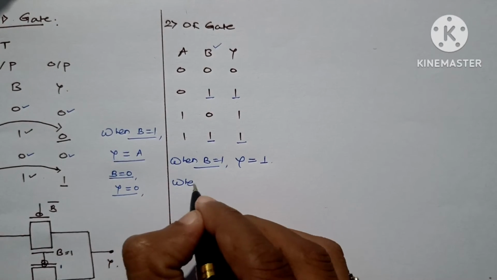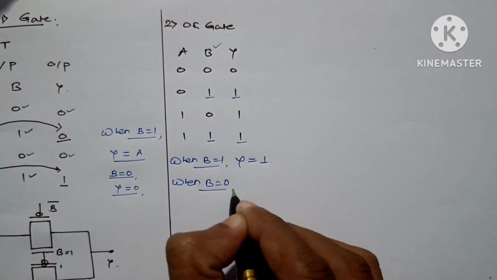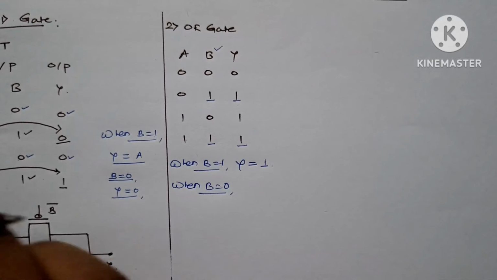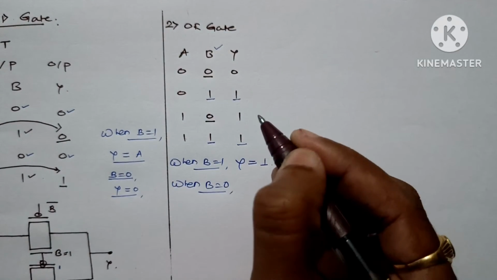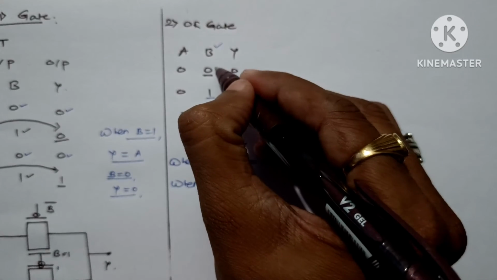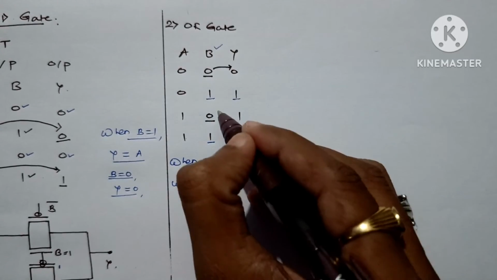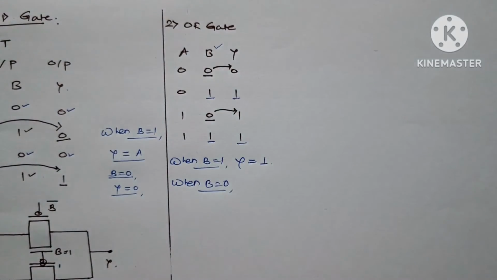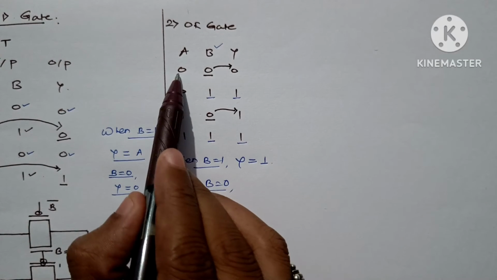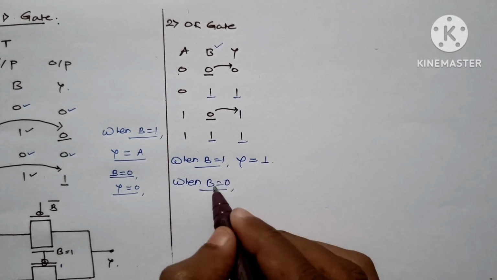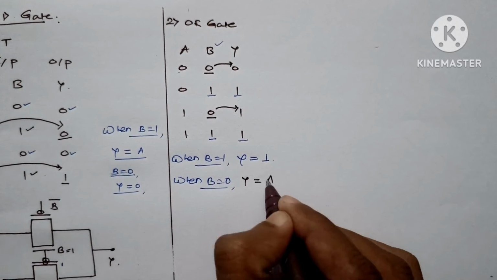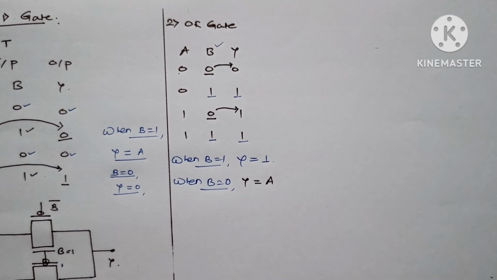Counterpart, when B is equal to 0. Now we'll see this condition. When B is equal to 0, for both these combinations, you can see output here is 0 and here output is 1. That means it could be dependent on A. Let's see A. Here A is 0, output is 0. Here A is 1, output is 1. So when B is 0, shall we write Y is equal to A? Yes, exactly correct. So if A is 1, output is 1, A is 0, output is 0.